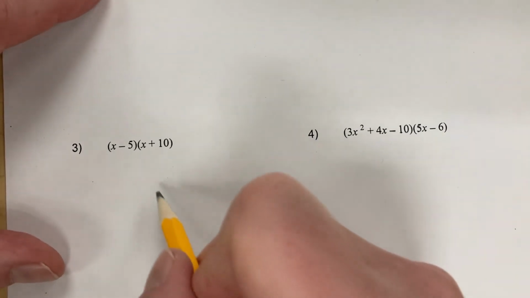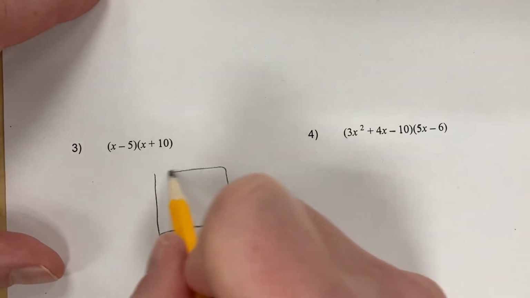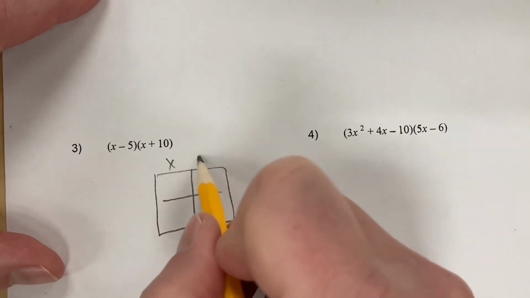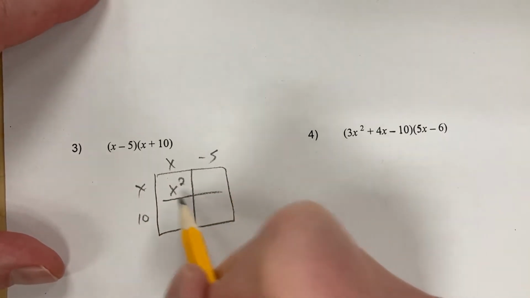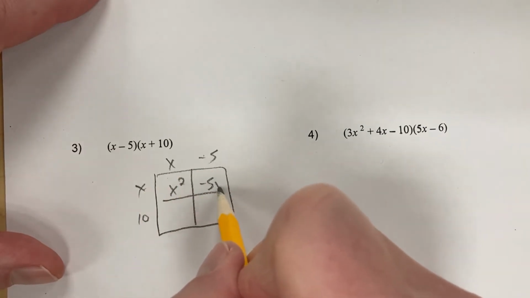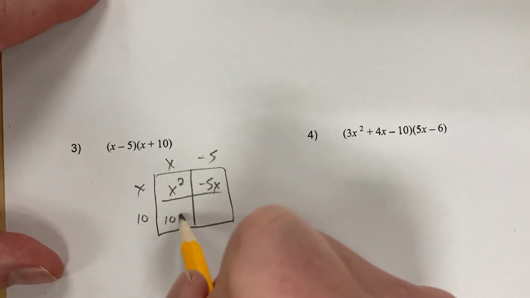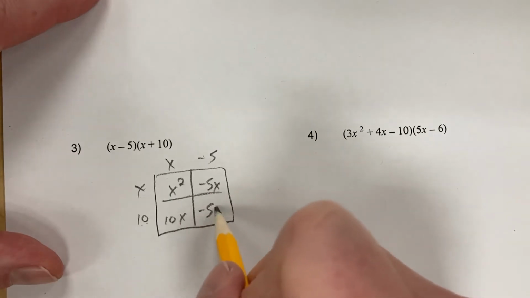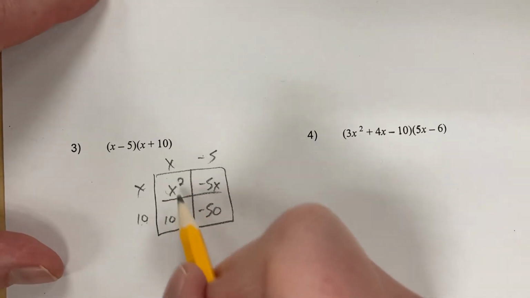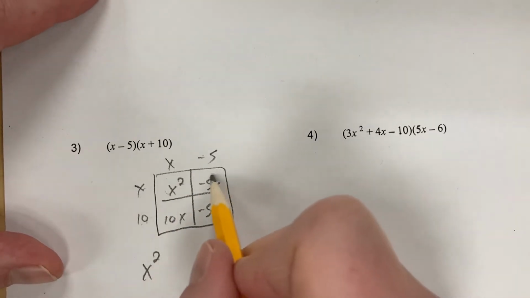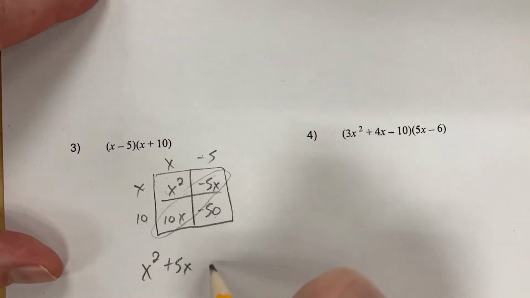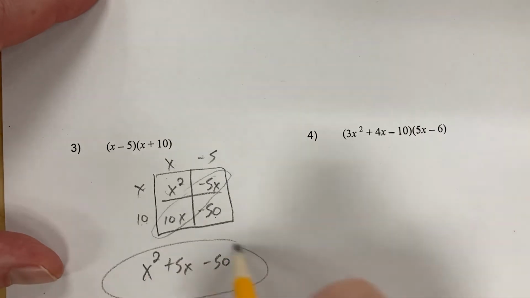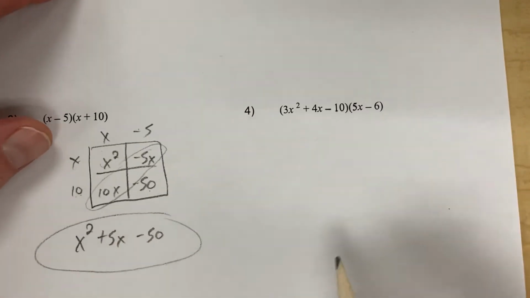For these here, we're using the box and going x minus 5, x plus 10. X times x is x squared. X times negative 5 is negative 5x. 10 times x is 10x. 10 times negative 5 is negative 50. So we've got x squared. And then 10x minus 5x is 5x. And then minus 50. That's our answer there.